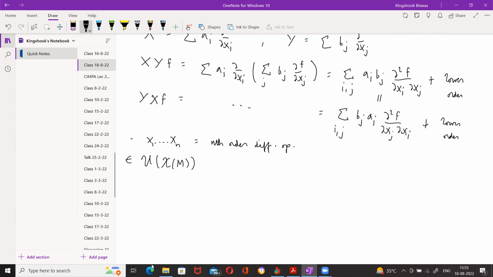Does this make sense? I think that's a correct statement. I have to check, but I think it's correct. So this will be the algebra of, I think it's called the Weil algebra. So this is the algebra of all differential operators.